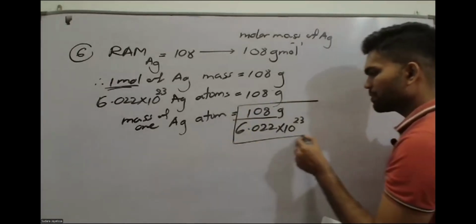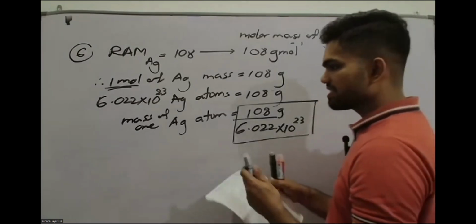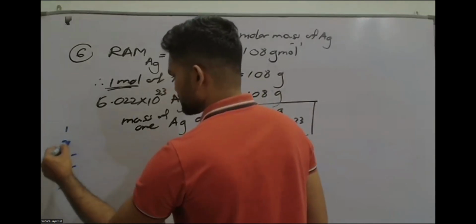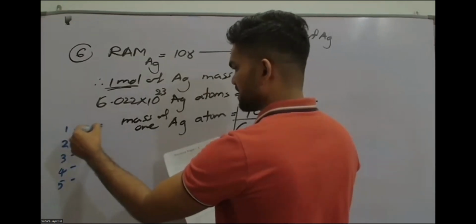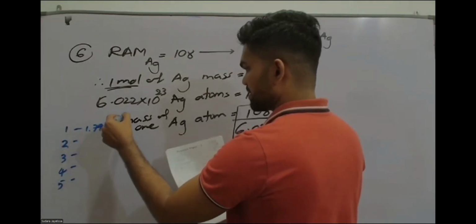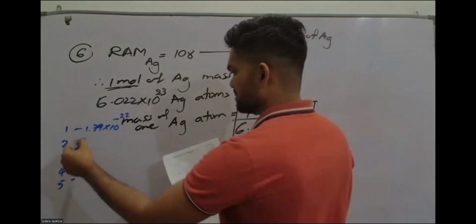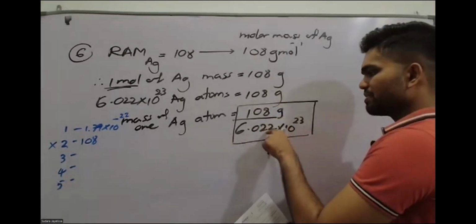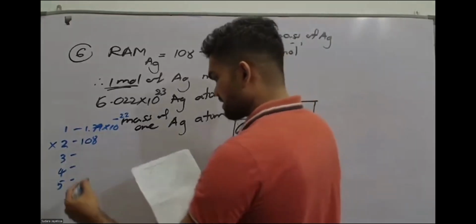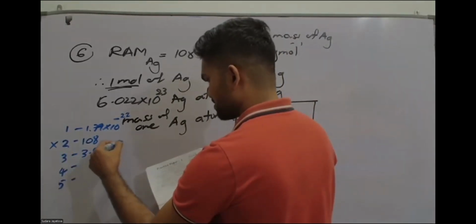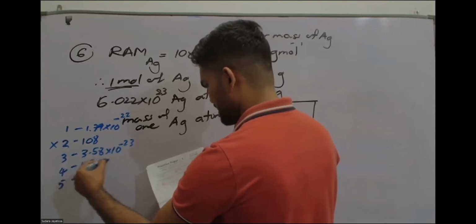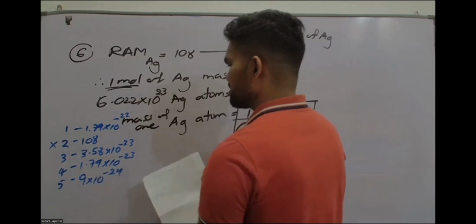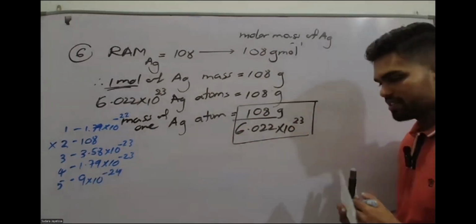This is our answer, but if you check your answers, we don't have that one. So I'll write the answers they have given for the options. For the first one, they have given 1.79 into 10 to the power minus 22. 108 is given, so obviously this is not correct. You have to divide this, so it should be a smaller number. Then 3.58 into 10 to the power minus 23, and again 1.79 into 10 to the power minus 23, and 9 into 10 to the power minus 24. So now you need the simplification. You get my point?